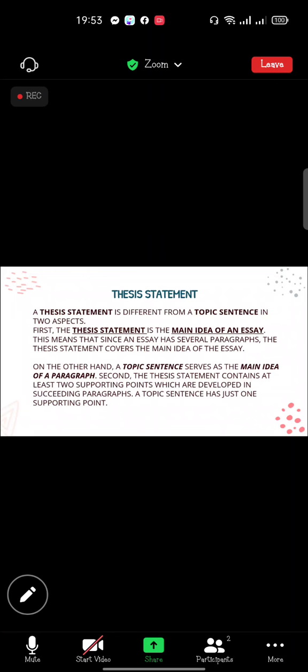However, or on the other hand, when we say topic sentence, it serves as the main idea of a paragraph. So, if you have a paragraph, then yung statement na yun or yung sentence na yun is parang about lang dun sa paragraph. Then sa next paragraph, iba na naman pinag-uusapan. Then basically, that's just a topic sentence.